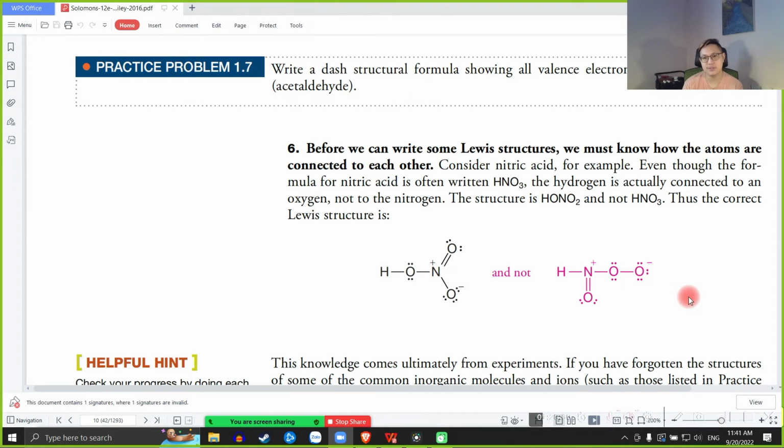In this case, the nitrogen is surely the central atom, right? That will connect all the three oxygens. Okay, just try to draw them and you will see what they mean.